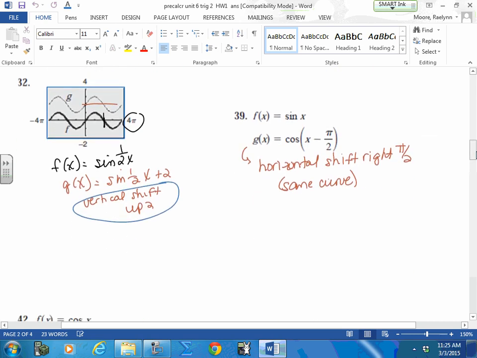Here's a translation, a shift. We took everything and moved it up 2 units. Look from here, up 2 units, find your resting point. I like to look at the resting point because then you can see where your x-axis shifted. Sometimes it's harder to see in the parts of the curve. So you did a vertical shift up 2.